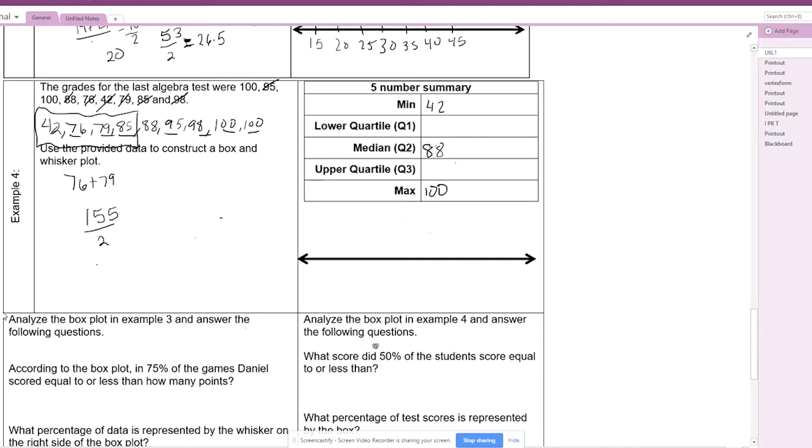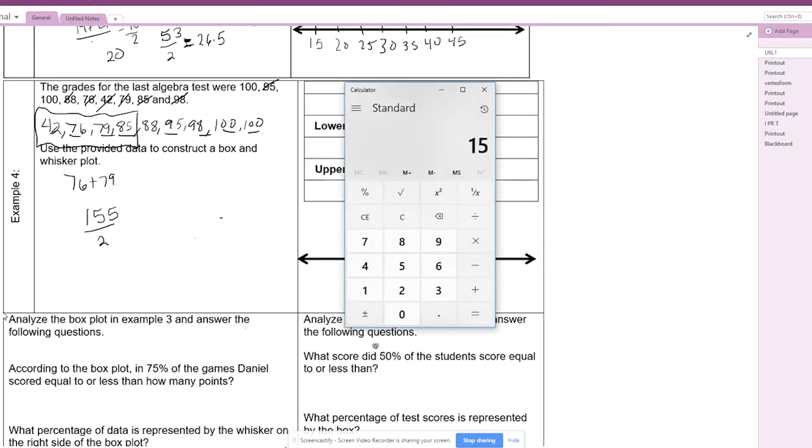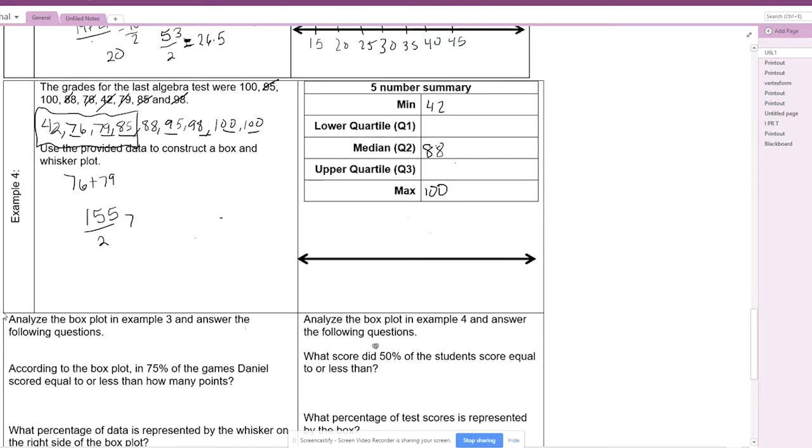And divided by 2 is, we'll do 155 divided by 2. We get 77.5. And then we have our upper quartile, which is between 98 and 100. So 98 plus 100 is 198. Divided by 2 is 99. So our upper quartile is 99.